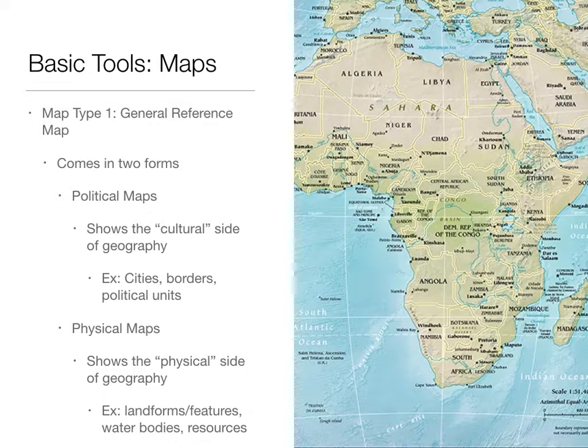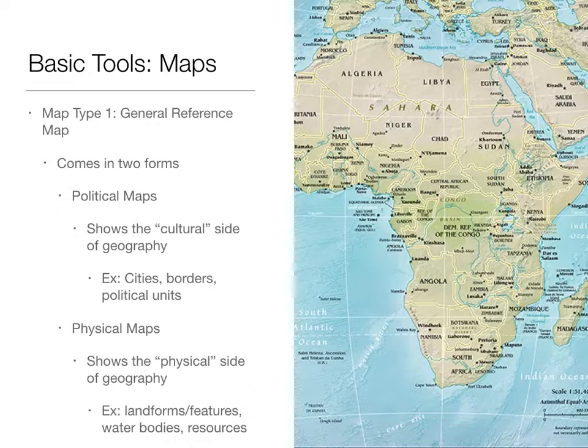Map type 1 is a general reference map. It comes in 2 forms, political maps and physical maps. A political map shows the cultural side of geography, such as cities, borders, and political units. If you look at the map shown on the slide, you can see the different countries of Africa as well as several major cities as well as the capitals of these countries. These are all cultural markers, or political markers, on that map.